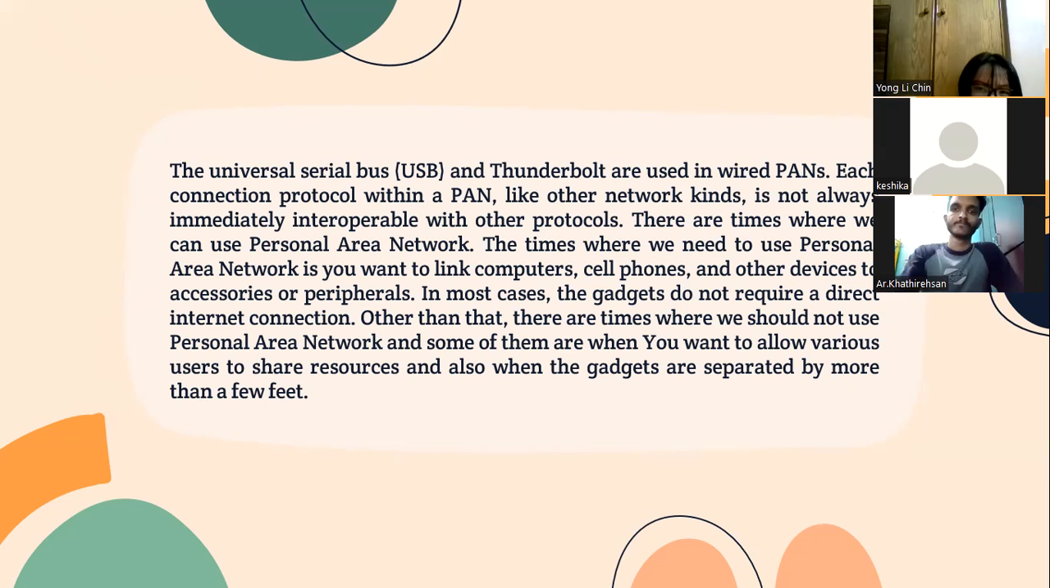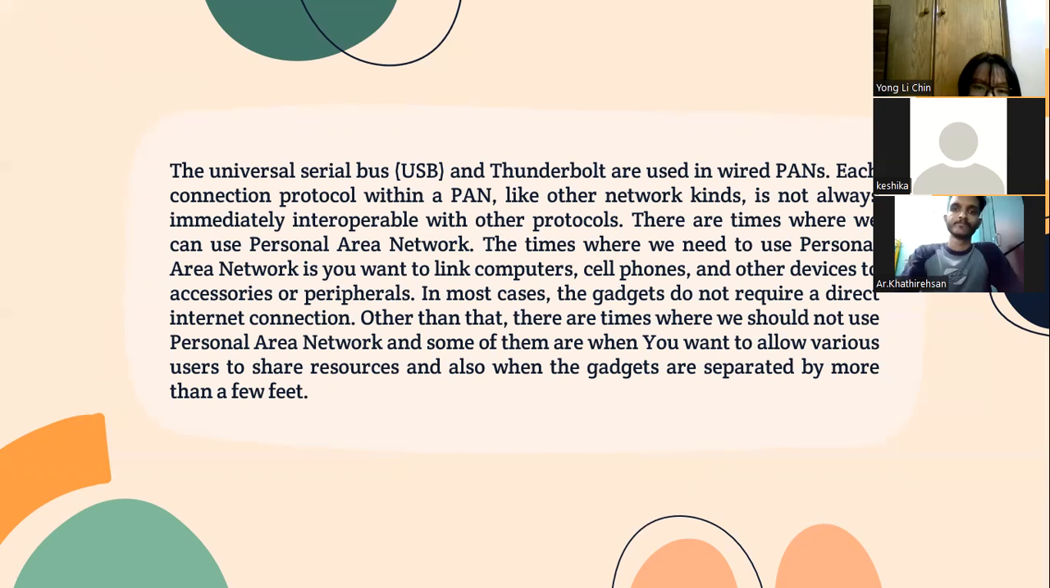There are times where we can use a personal area network. We need to use a PAN when we want to link computers, cell phones, and other devices to accessories. In most cases, the gadgets do not require a direct internet connection.